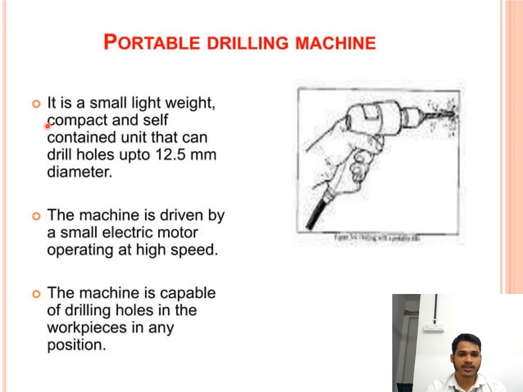Portable drilling machine. It is a small, lightweight, compact and self-contained unit that can drill holes up to 12.5 mm diameter. It can be easily carried, and the machine is driven by a small electric motor operating at high speed. The machine is capable of drilling holes in the workpiece in any position. Due to its small size, we can easily use it.